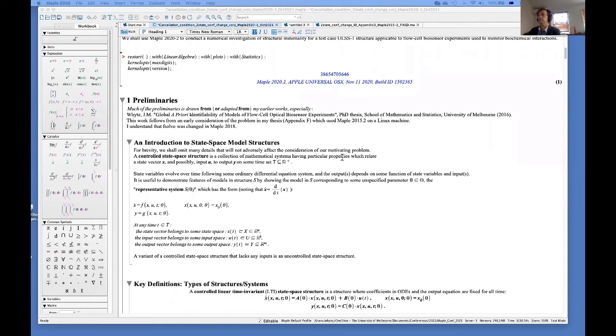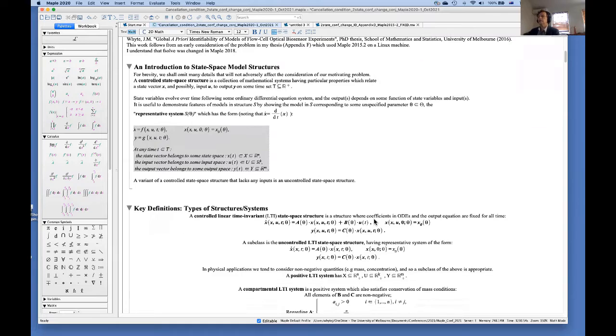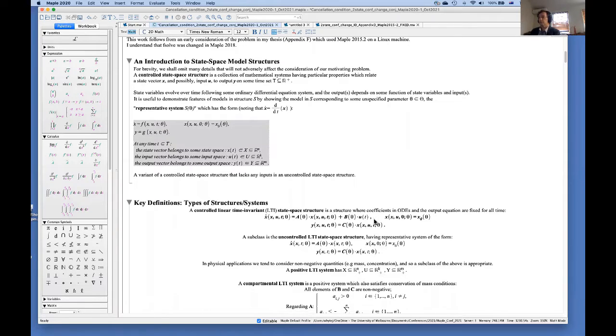We'll go a little bit through some definitions on types of state space model structures, which is essentially there might be an ordinary differential equation system such as this, the x dot, ODEs with respect to time, state variables, inputs, and unknown parameters. And there's some observation equation which depends on those variables and parameters. And different forms of this are useful in modeling different types of problems.